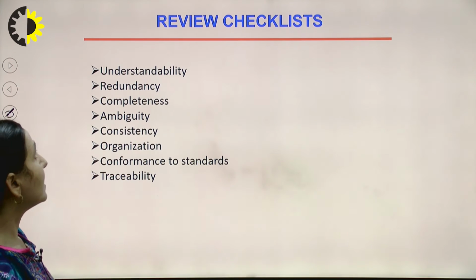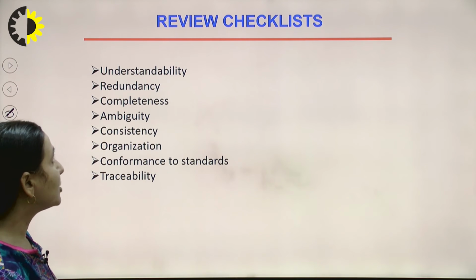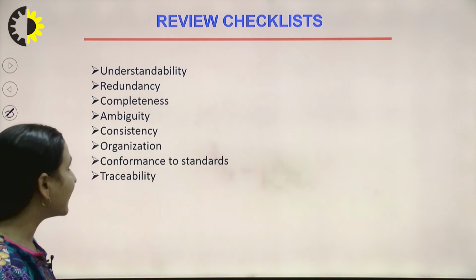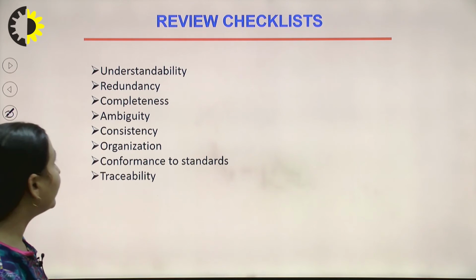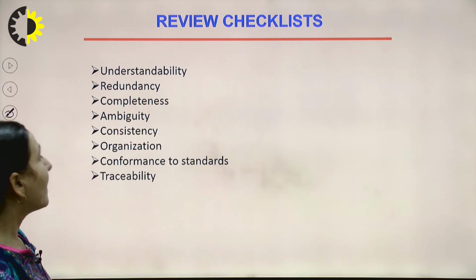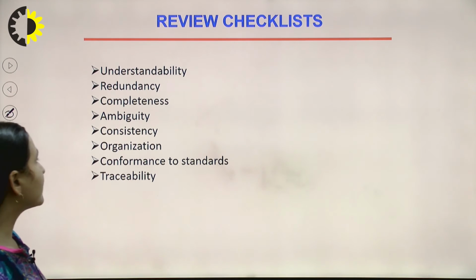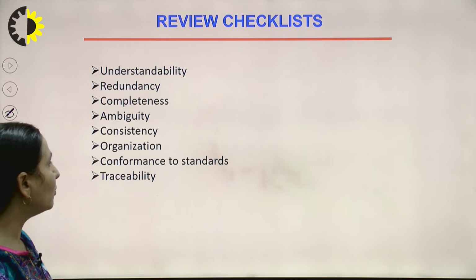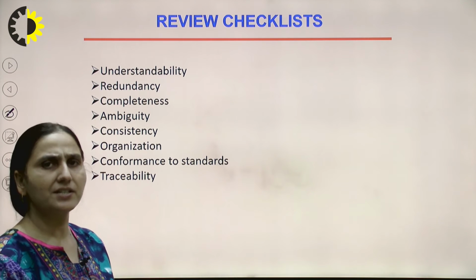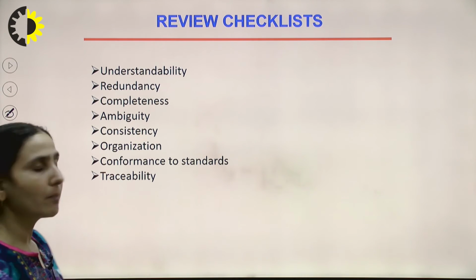Now, this is the checklist, the review checklist. We check this list based on understandability, then redundancy, completeness, ambiguity, consistency, organization point of view, conformance to the particular type of standard which we adhere to, and whether it is properly traceable.